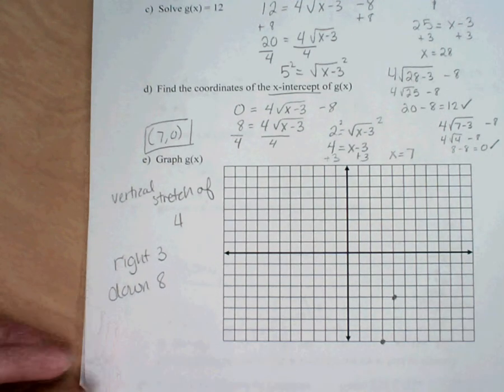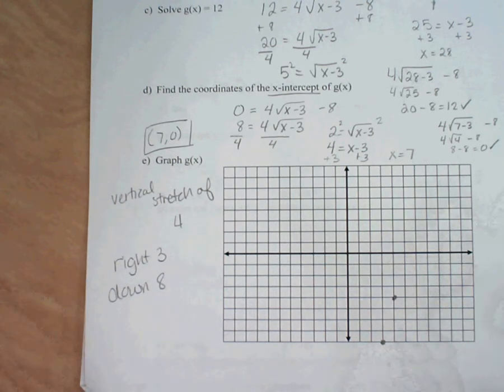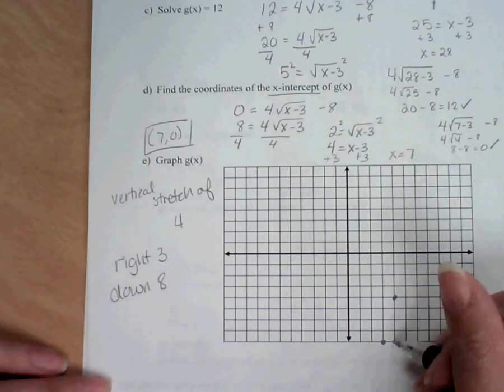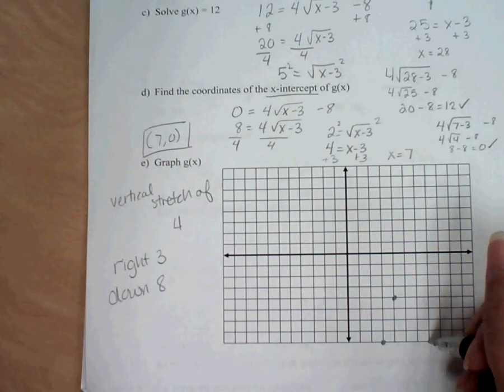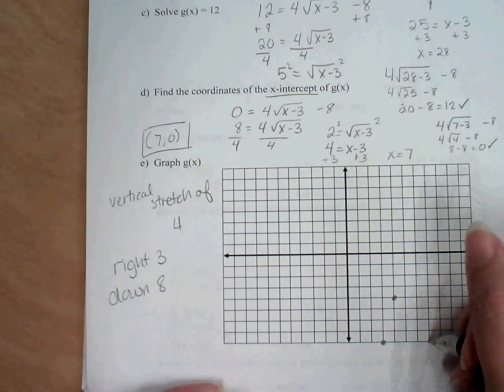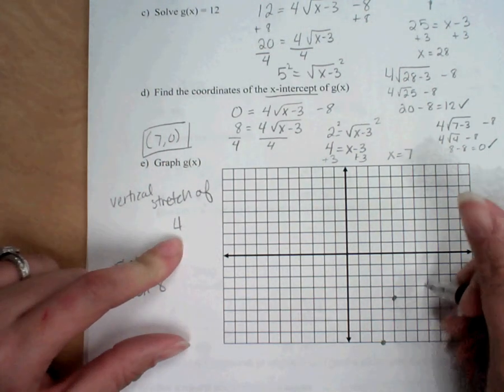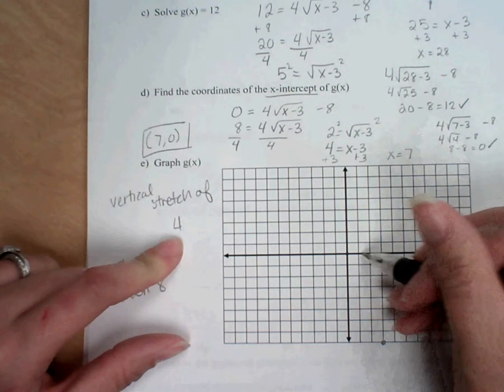Alright. My next point from this endpoint is that I normally go over 4 and up 2 because the square root of 4 is 2. However, this time I'm going to go over 4 and up 8 because my y value would be 2 times 4. My vertical stretch is 8. Incidentally, this is that point at (7, 0) that we found.